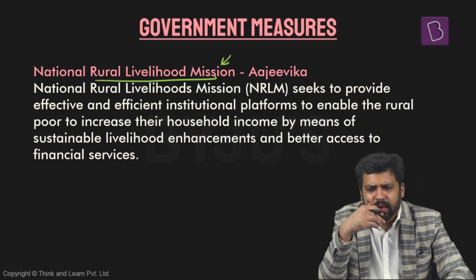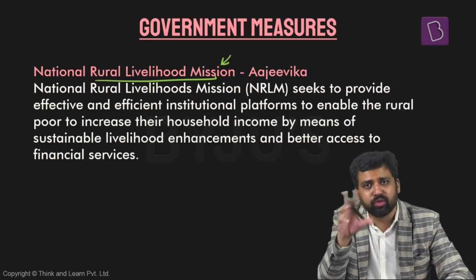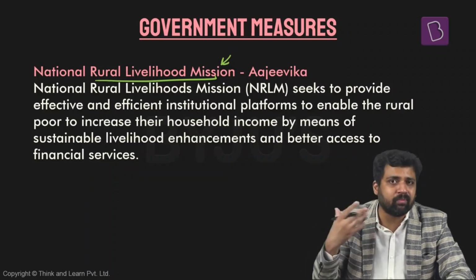This is also referred to as Ajivika. Under this scheme, two kinds of things happen. Through this, the government is trying to promote wage employment facilities, and it is also trying to promote self-employment opportunities. It tries to provide skills so that people are skilled enough to take up some jobs, and accordingly they will get some wages.